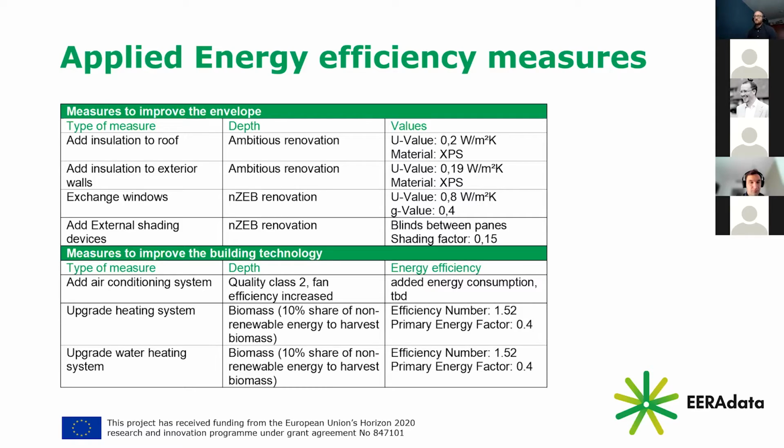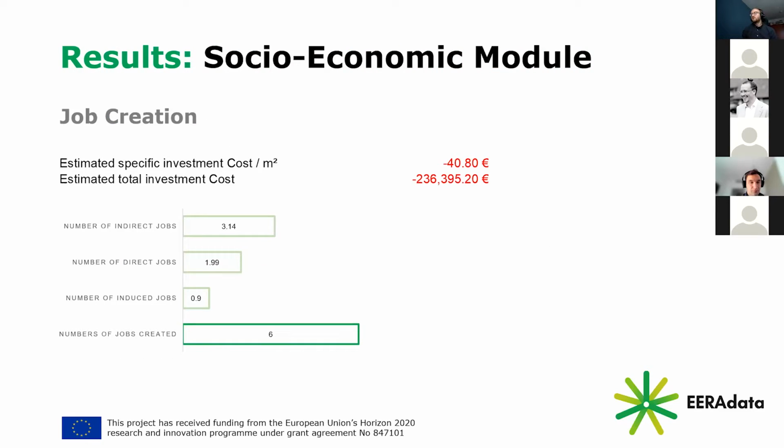The funny thing is that since the building was already in quite good condition before we put in these renovation measures, we have a huge improvement in the primary energy factor, but a lower improvement in the energy consumption, which you will see later. So what are the results when we applied these measures on the status quo, and what are the expected outcomes? We had an estimated total investment cost of 236,000 euros.